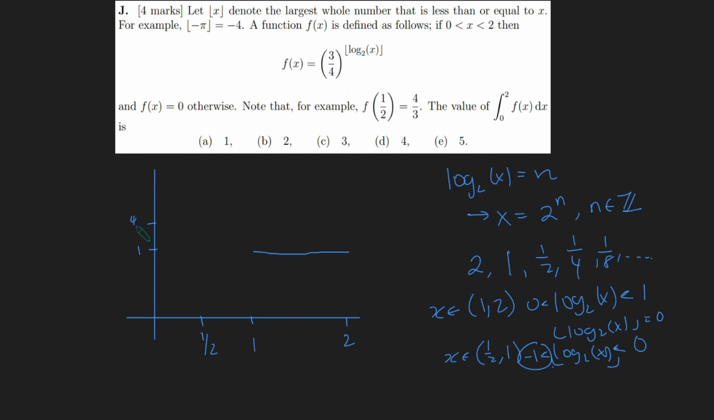So 4/3 is roughly there. And so our graph looks something like that in between a half and 1. Okay, cool. You can probably guess what I'm going to do next. I'm going to look at what happens between a half and a quarter.